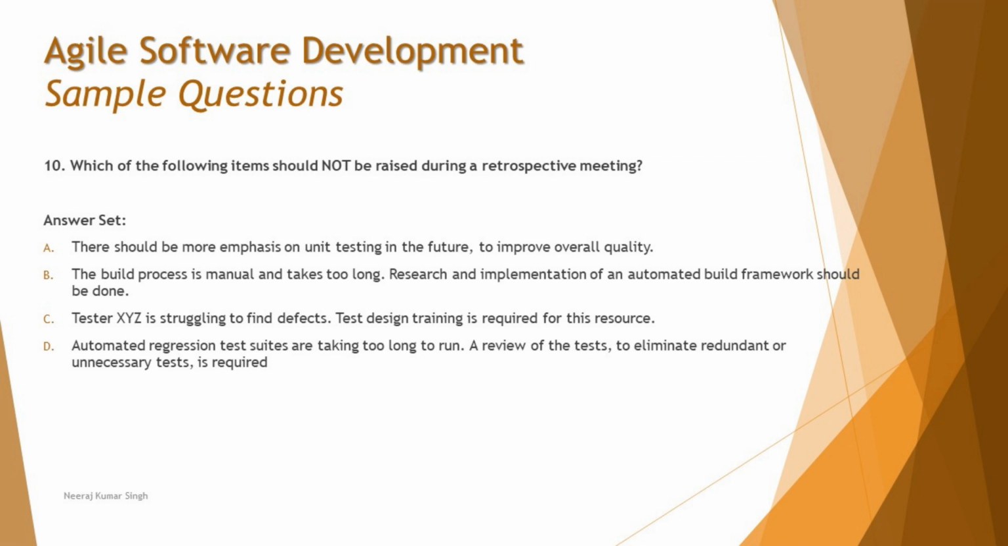Talking about option B, the build process is manual and takes too long. Research and implementation of an automated build framework should be done. Of course, minimizing time during the agile lifecycle is very, very important, and it helps us to speed up our work and improve the overall process as well. So yes, automating some of the manual tedious tasks could be one of the catches for our process improvement, and yes, it can be added during the retrospective.